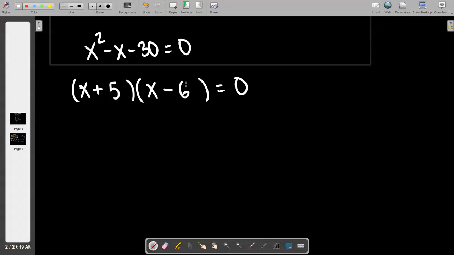Those are not the solutions. Those are called factors. So what are my solutions? Negative 5. And positive 6. Very good. And those numbers, if you plug them back into the original quadratic equation, will both solve it out.